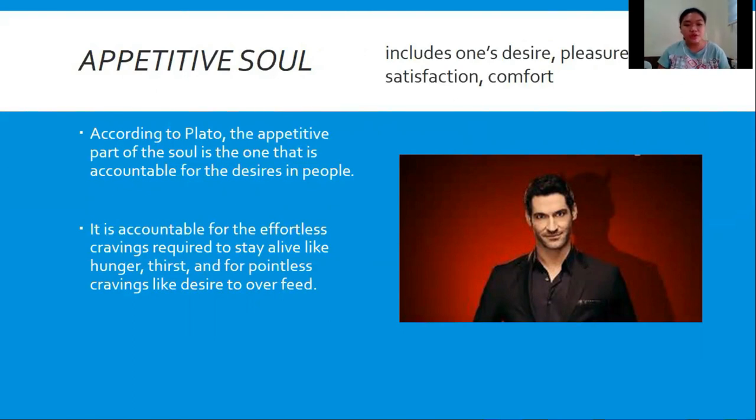It is accountable for the effortless craving required to stay alive, like hunger and thirst, and for pointless cravings like the desire to overfeed. So it's for survival matters like hunger, thirst, love, affection, and so on.